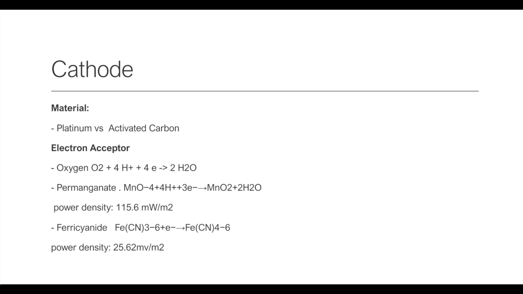The downside of using oxygen is that it has a positive reduction potential, consuming some of the generated power. Other electron acceptors have been investigated, including permanganate, which has a power density of 115.6 milliwatts per meter squared, and ferrocyanide with a power density of 25.62 milliwatts per meter squared. Ferrocyanide, whilst good for power generation, is not sustainably produced, difficult to recycle, and quite toxic. Permanganate has a much higher power density than oxygen or ferrocyanide, although it is soluble, so needs to be continuously replaced. Permanganate also gives higher power output in acidic conditions, so has the potential for use without pH buffers.